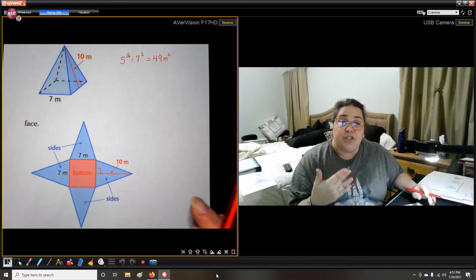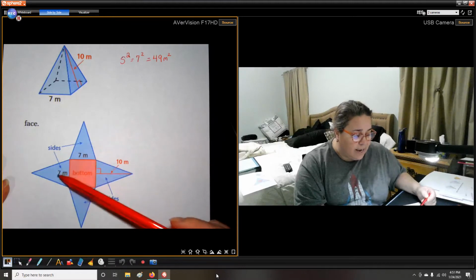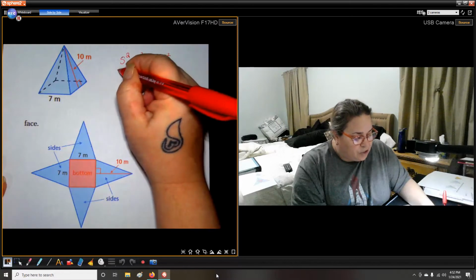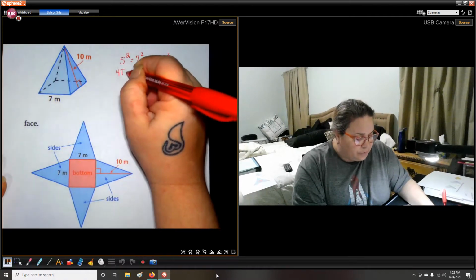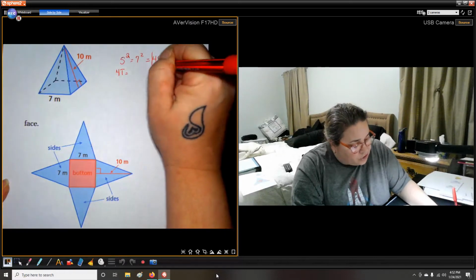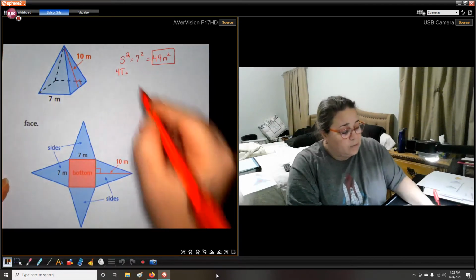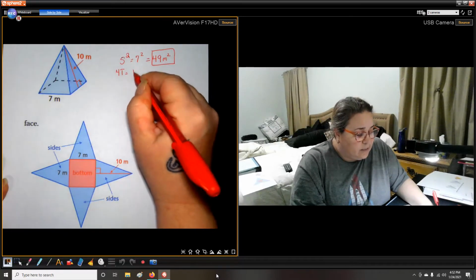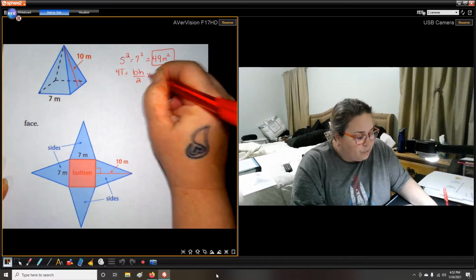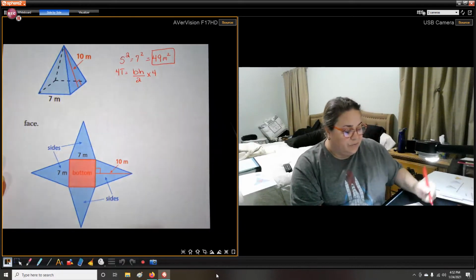Okay, then I need to do the triangles. Now, on this pyramid, I have 4 triangular sides, and they are all the same measurement. So that means I have to do 4 triangles. So my formula for 4 triangles, and I'm going to circle this just so we don't lose that number, would be, remember, base times height divided by 2, and we're going to times 4. Okay, so now I just need to fill in my numbers.